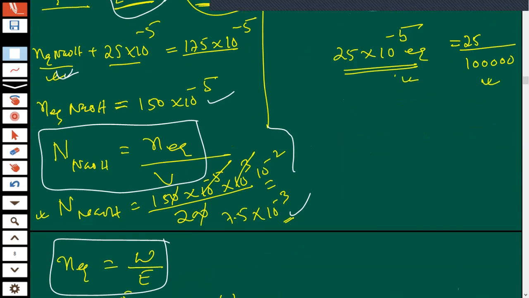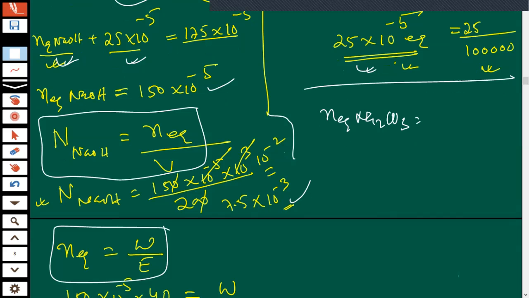So now tell me, what is the number of equivalents of sodium carbonate? Number of equivalents is 50 into 10 to the power minus 5. Net, half is here and half is here.